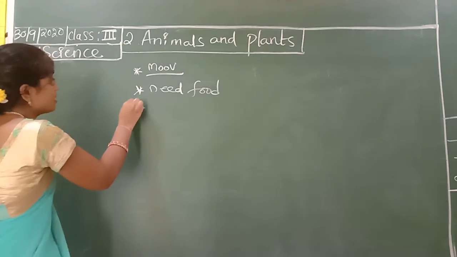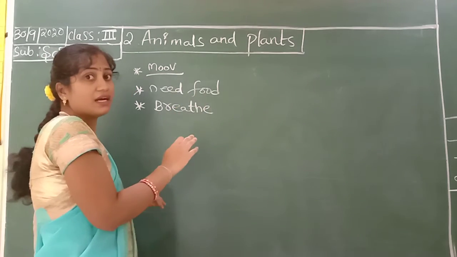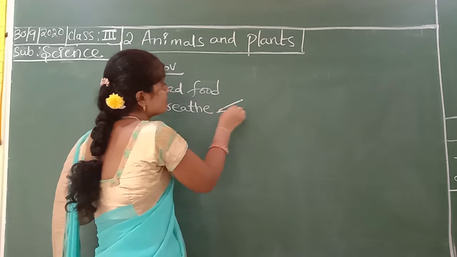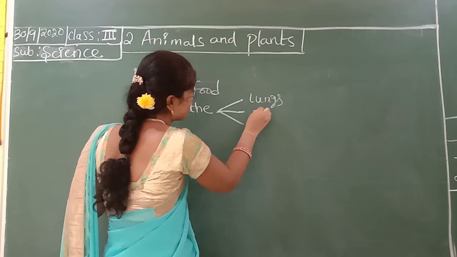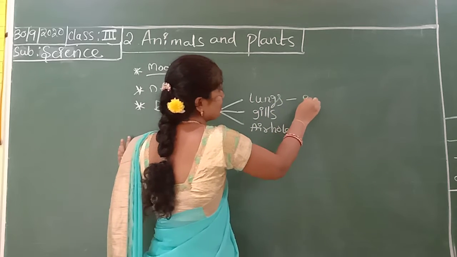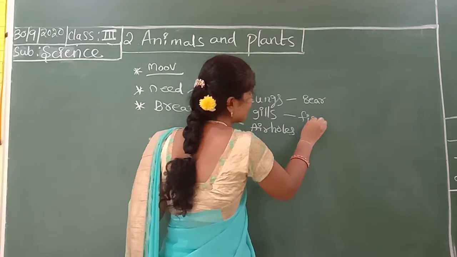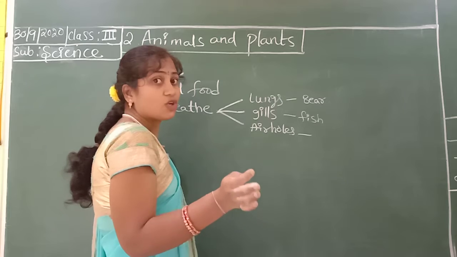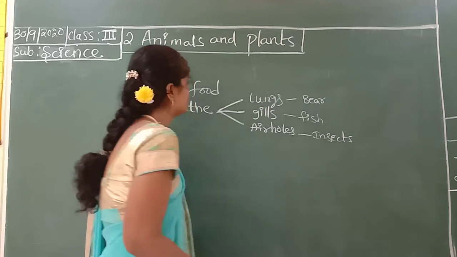Next, breathing. So animals take breathing, and plants also take breathing. The breathing organs in animals are lungs, next gills, next air holes. Lungs, for example, in bear, tiger, next whale, like that. Gills, only fish have the gills. Okay. Next, air holes. Some butterflies, next ant, cockroach, like that. Insects have air holes, like that.